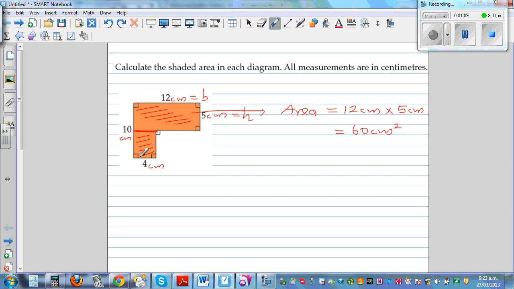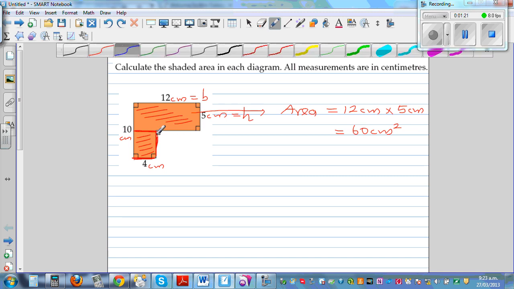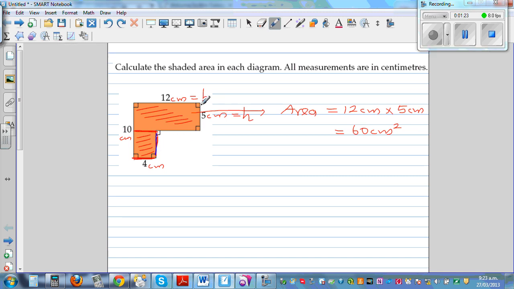Now we know this base is 4. We need to find this height. Can we find this height? Well, this length is 5, and the length from end to end is 10. So can we use this to find this? Well, that's easy. That's 5 centimeters.